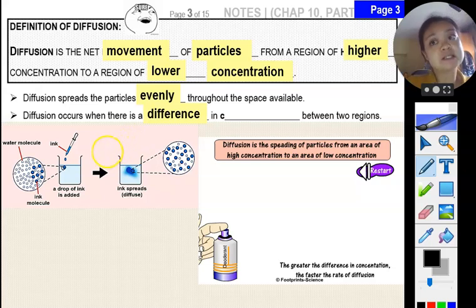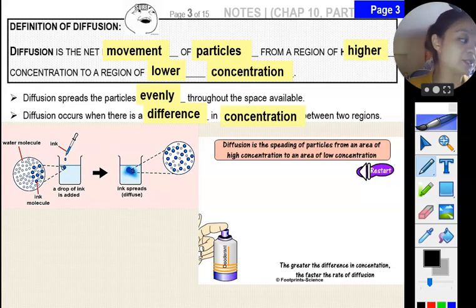So you may ask, Miss Lee, if there is no higher or lower, both places A and B have the same concentration, can diffusion occur? The answer is no, because there is no difference in concentration. Okay, so let me give you an example of what I actually mean.